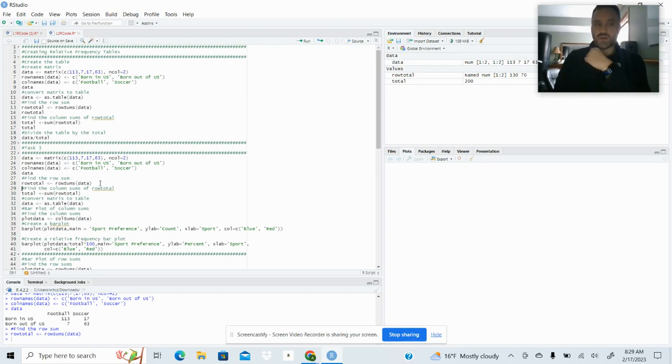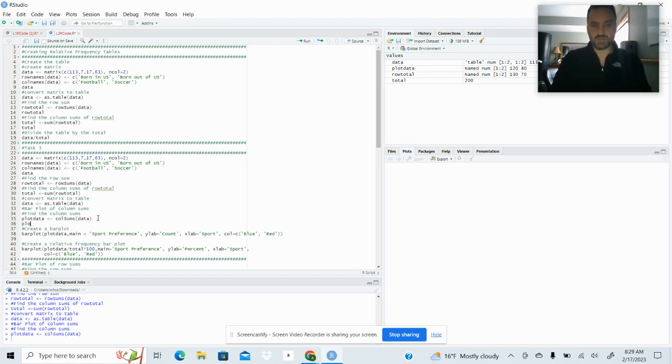However, in this situation, we're going to find the row sums of the data, and then make the total a sum of the row sums, and then put that in there. And then we're going to find the column sums. And then we're going to do a bar plot of the plot data, which is the column sums. If you want to see what this plot data is, actually display that. And it just says 120 people like football, 80 like soccer.